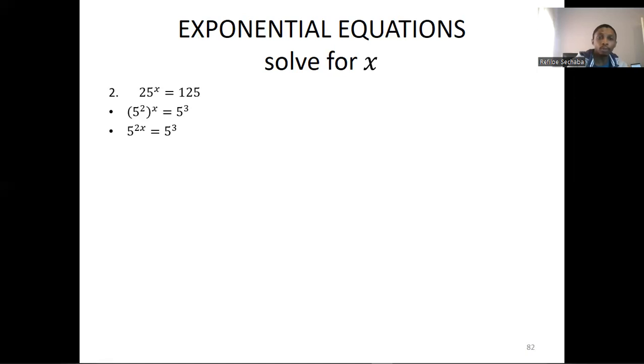And now that the bases are the same, you just drop the bases and you equate the exponents. You'll end up having 2x is equal to 3. And then you divide both sides by 2. x will be 3 over 2.